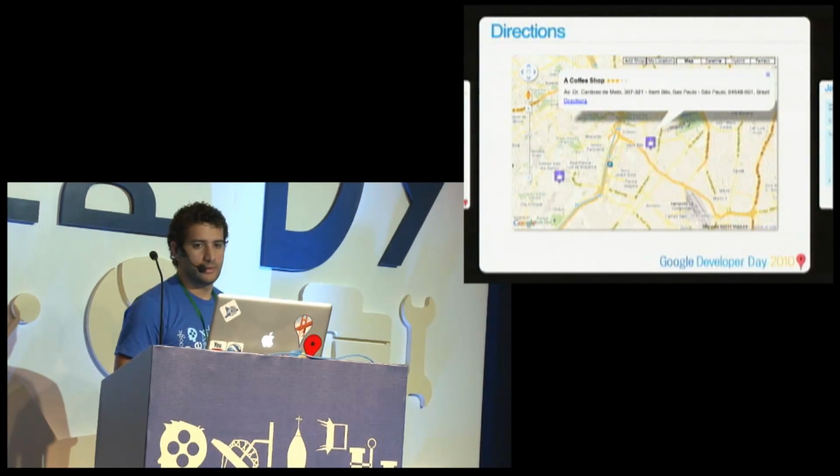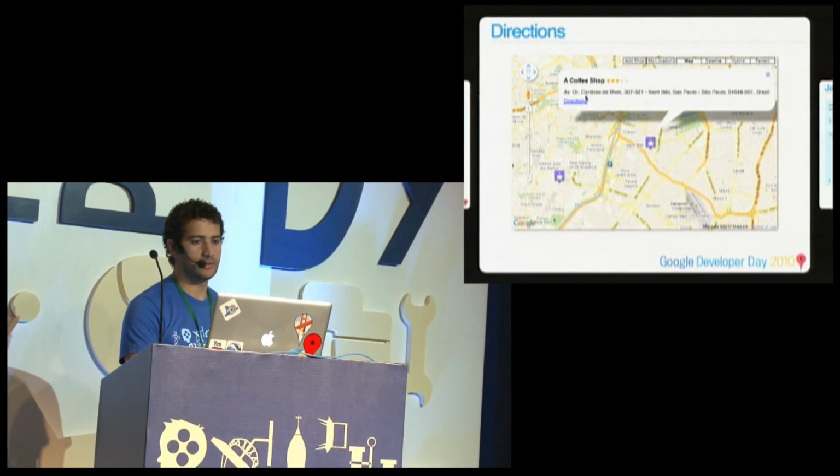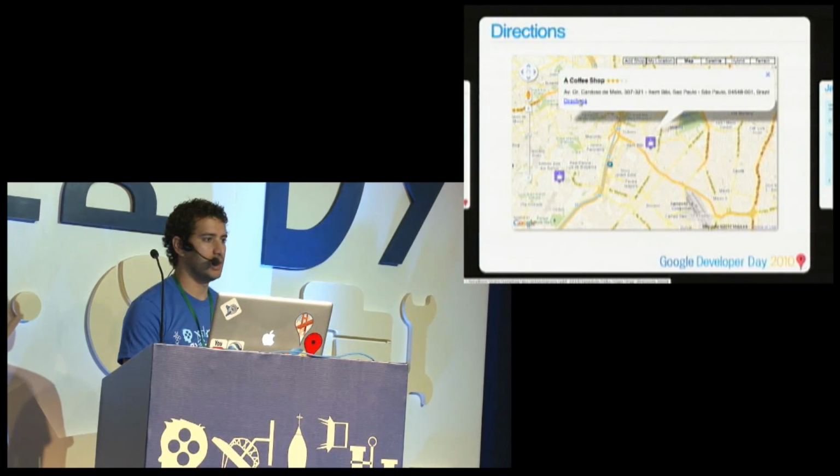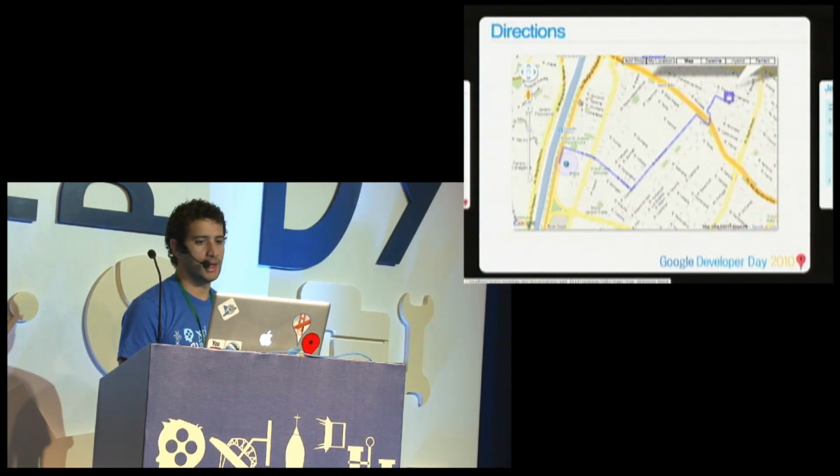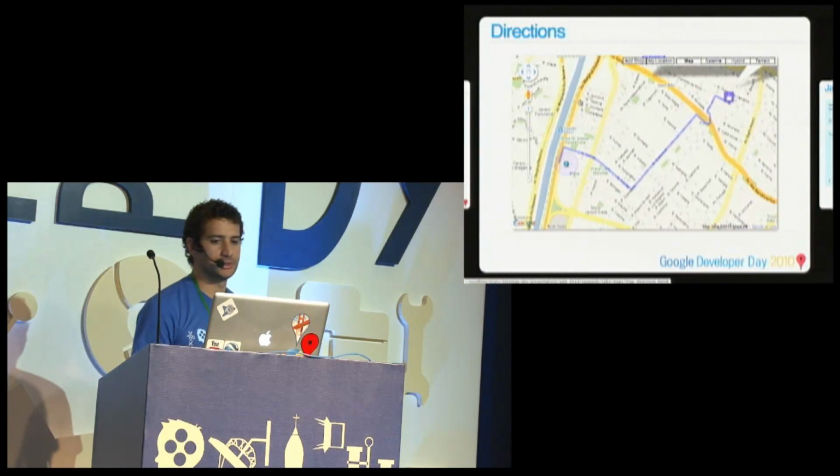So let's click on this. I gave this coffee shop 3 stars. It's at that address. And it'd be great to get some sort of directions for how to get there. Let's click directions, and it'll map out directions.